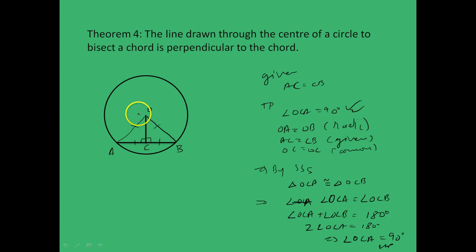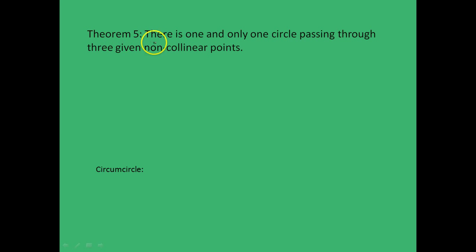Next we'll look at theorem number 5. Theorem number 5 states there is one and only one circle passing through 3 given non-collinear points. For the purpose of the proof, let's look at 3 non-collinear points, and we'll call them, say, A, B, C.